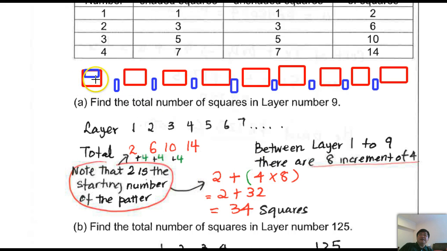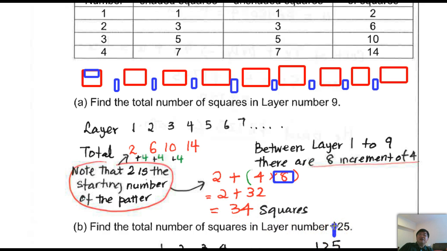First number is here, which is 2. You must put down 2 because it starts with 2. Increments, there are 8 increments. 8 increments of what? 4. So 1, 2, 3, 4, 5, 6, 7, 8. 8 times 4 is 32. 32 plus 2 gives you 34 squares. Now let us see the other challenge, which you do not have to count, but take a look at the layer of 1 to 5.